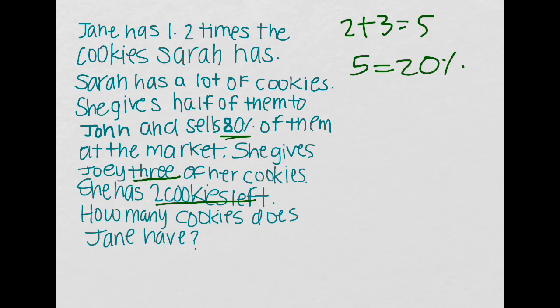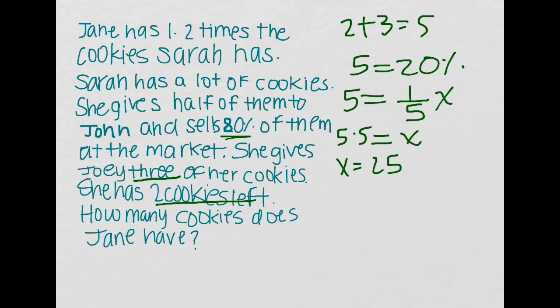So if 5 is equal to 20%, that means it's equal to 1/5 of this quantity, let's say X. So that means X is equal to 5 times 5, or X is equal to 25. Okay, great. So we know that she had 25 cookies before she went to the market. Now we want to find out how much she had before she gave any to John.